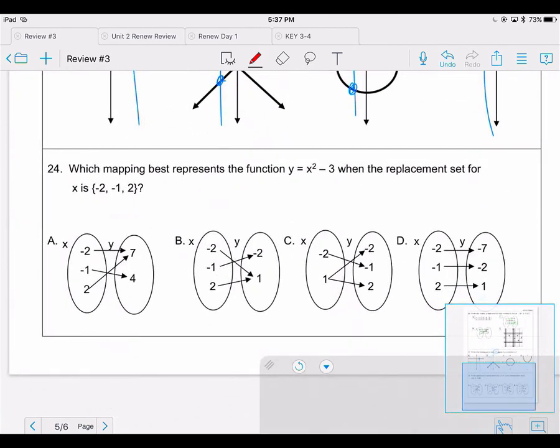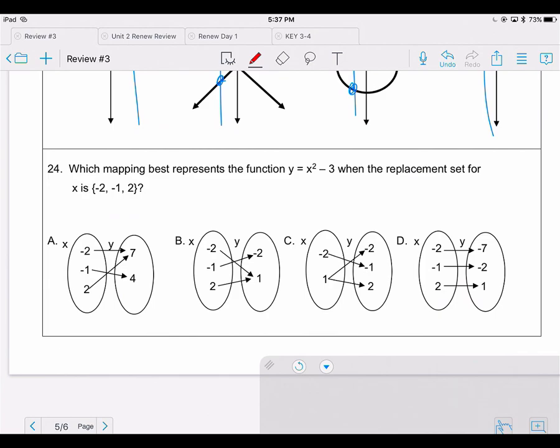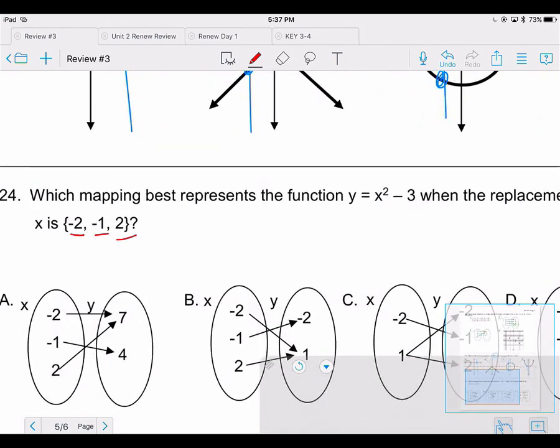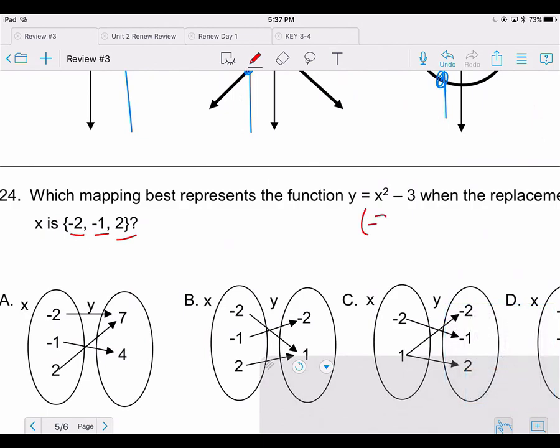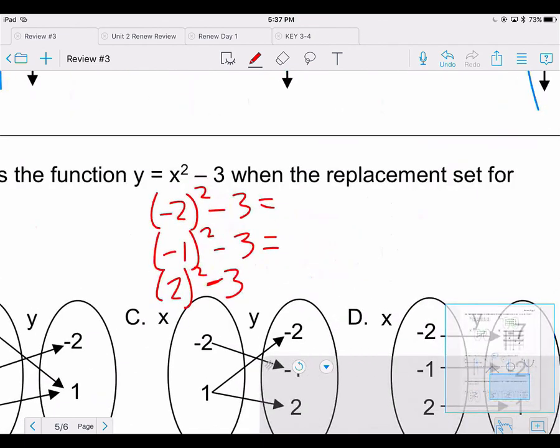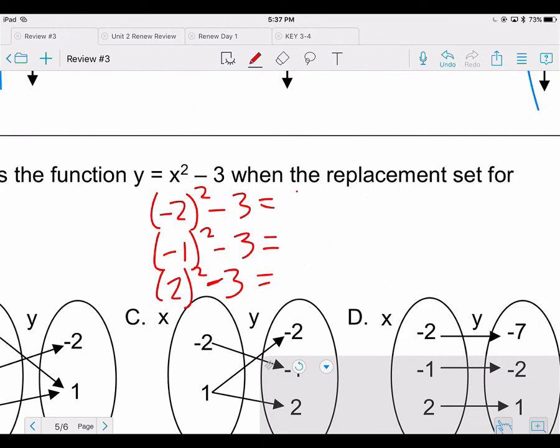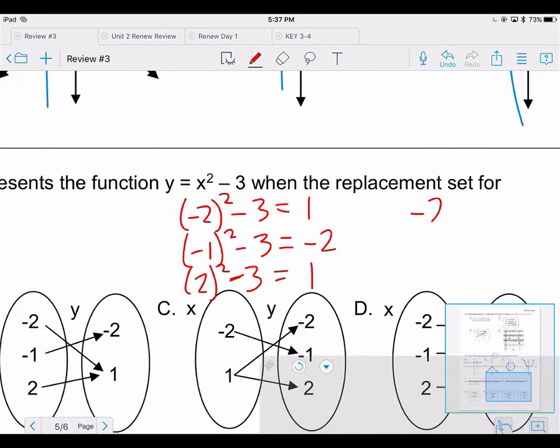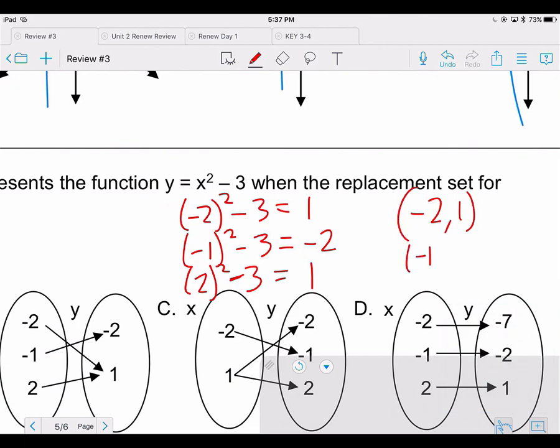24 asks which mapping best represents the function y equals x squared minus 3 when the replacement set for x is negative 2, negative 1, 2. So remember, we have to take these three and plug them in. So negative 2 squared minus 3, negative 1 squared minus 3, and positive 2 squared minus 3. First, I need to figure out what my answers are. Negative 2 squared is a positive 4. 4 minus 3 is 1. Negative 1 squared is 1 minus 3 is negative 2. 2 squared is 4 minus 3 is 1. So we are looking for negative 2, 1, negative 1, negative 2, and 2, 1.